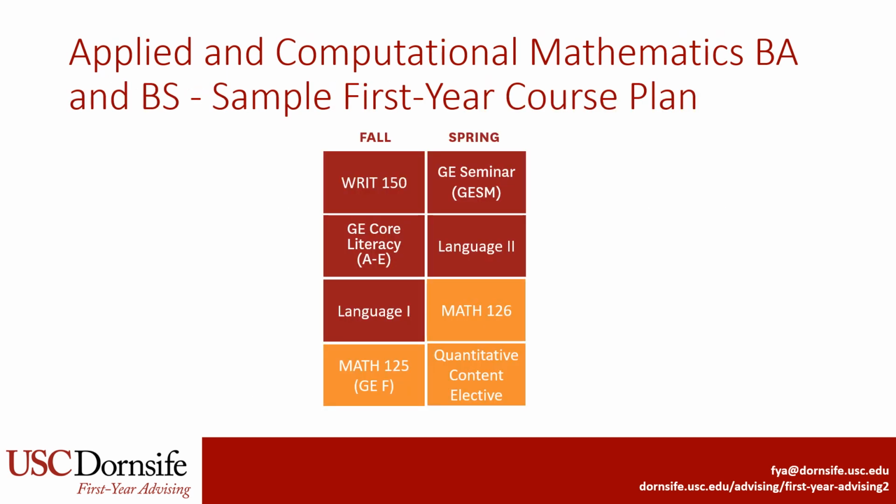Applied math students take a mixture of major and general education courses throughout their time at USC. Applied Math BA and BS students take the same courses in their first year at USC. So they start the math sequence and take a quantitative content course in their second semester.